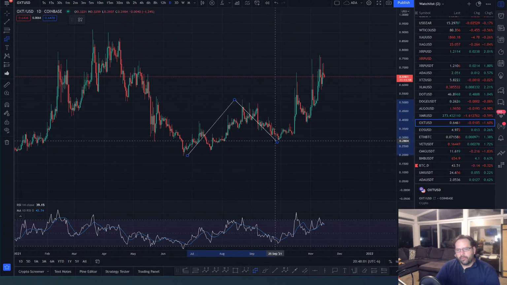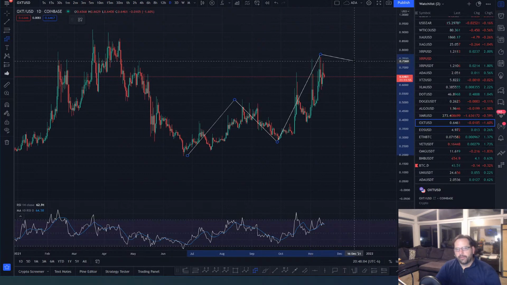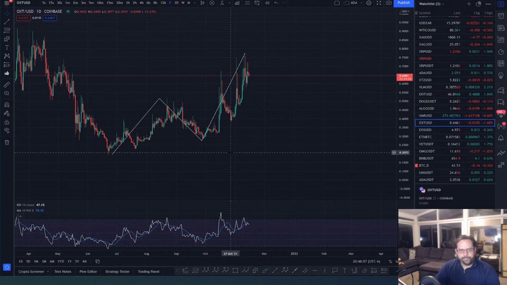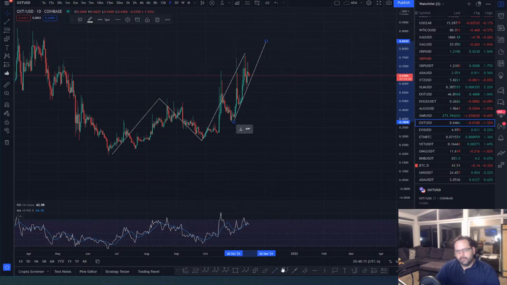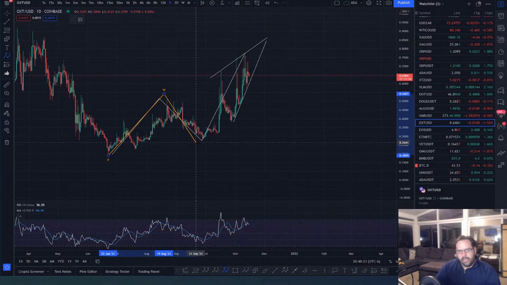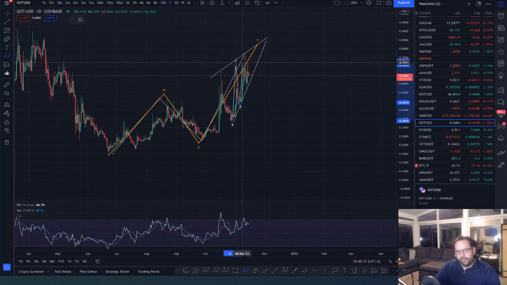Three. It's looking about finished. OXT is looking about done. Looks like you got an ending diagonal working here. So I'm looking at this as a W, X, and a Y wave, okay? And look at this last wave here as a B, and then 1, 2, 3, 4. Maybe one more hit to the high. Maybe. So it might go up one more time. But it's looking pretty close to being done.